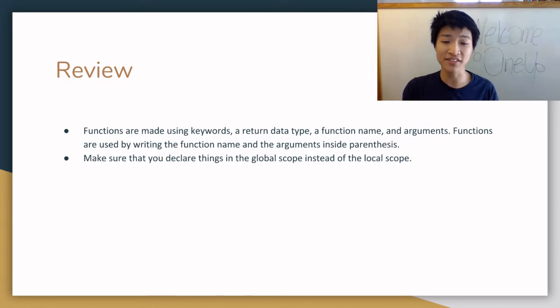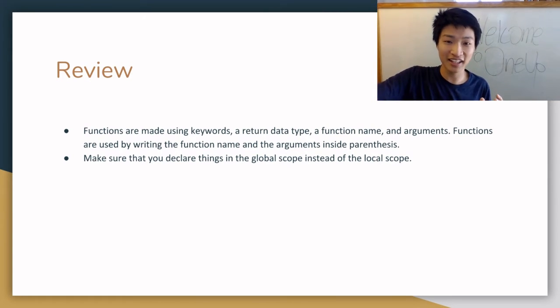All right, so let's review. Functions are made by having keywords, the return data type, which means what type of data you want to spit out with that function, and then a function name and the arguments, as well as whatever you want to put inside. And they're used by writing the function name and the parentheses, with whatever you want to put inside that function. Now make sure you declare things in the global scope instead of just declaring them in the local scope. All that means is make sure you declare your variables first, and not inside if statements or curly brackets.